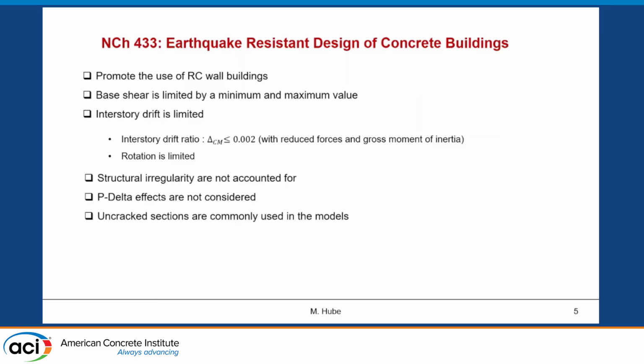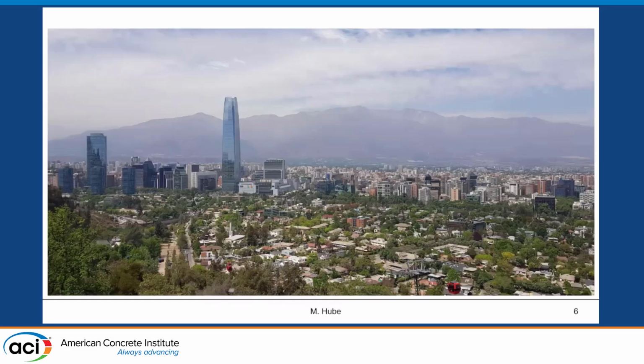Something we do not have, and it's something that we should push, but we have not been able to do that, is to avoid structural irregularity, how to penalize that, how to add more forces for buildings with structural irregularity. And also we don't include P-delta effects, because most buildings are kind of stiff, the deformation is not that large, so why do we care about something that is complicated? So we just don't use P-delta effect for residential buildings. And then uncracked sections are commonly used in our models.